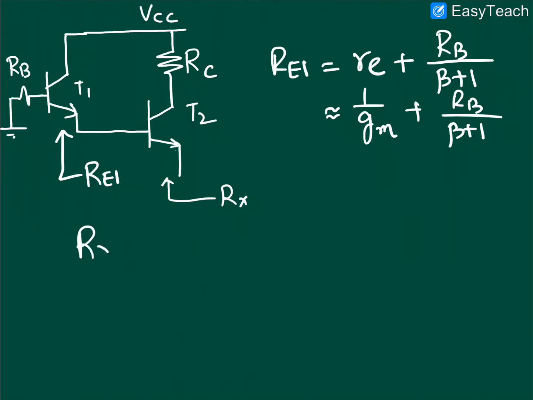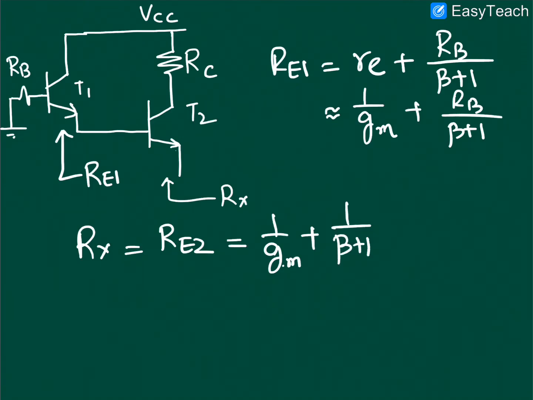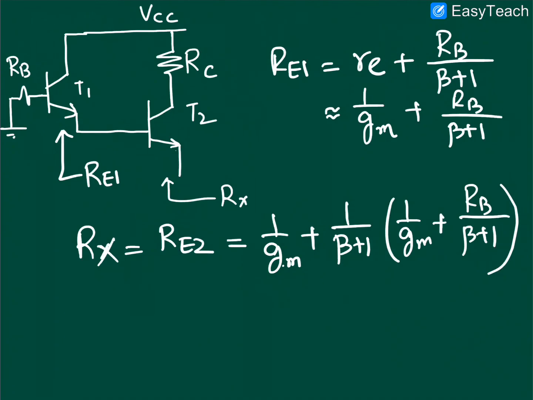So what will be Rx? Rx is basically Re2, and that is 1 over gm of transistor 2, and let us assume both are the same, so it is simply 1 by gm plus 1 by (beta plus 1) times the effective base resistance, that is Re1, where beta is the beta of transistor 2. Both are the same, so we can assume beta is also the same. What is Re1? Re1 is basically 1 by gm plus Rb divided by (beta plus 1). So this is the value of Rx for this question. You can solve this particular question very easily.